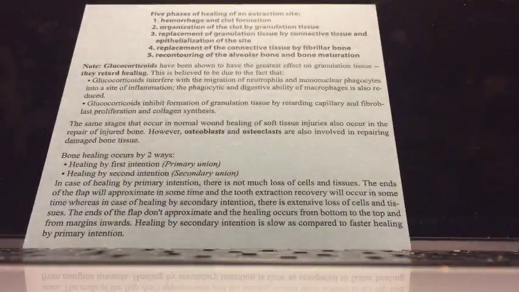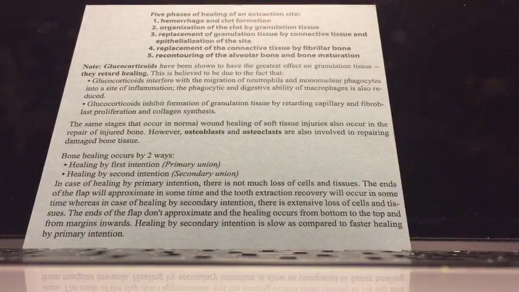Yes, so 5 phases of healing of an extraction site. 1. Hemorrhage and clot formation. 2. Organization of the clot by granulation tissue. 3. Replacement of granulation tissue by connective tissue and epithelialization of the site. 4. Replacement of connective tissue by fibrillar bone. And 5. Recontouring the alveolar bone and bone maturation.